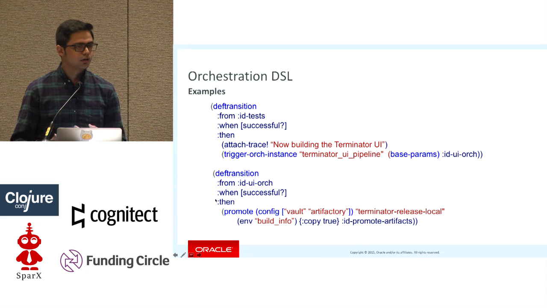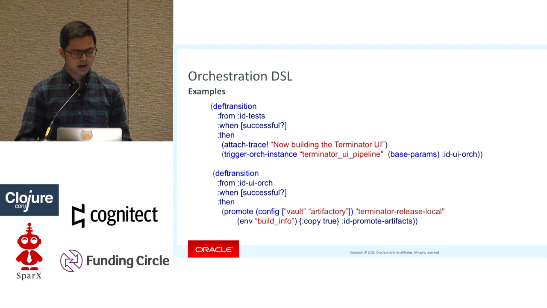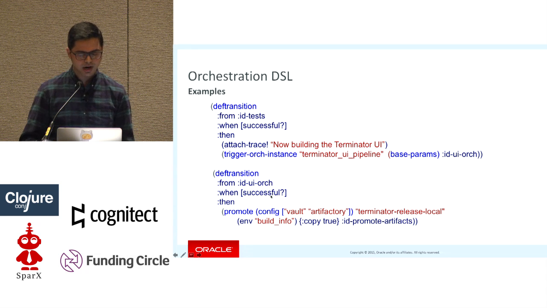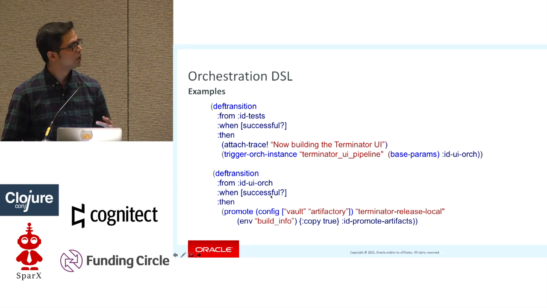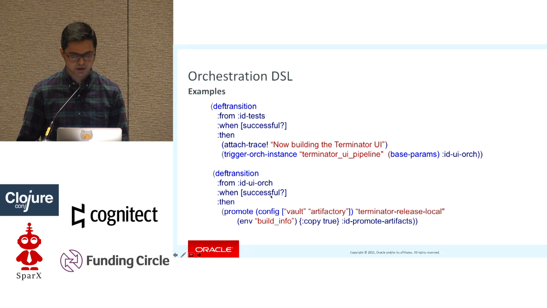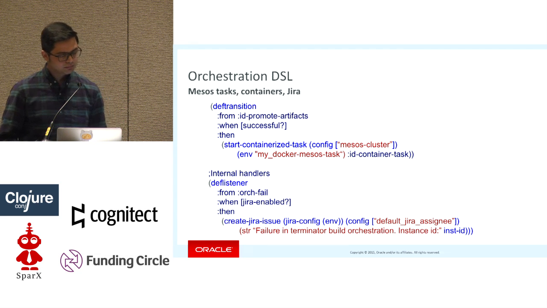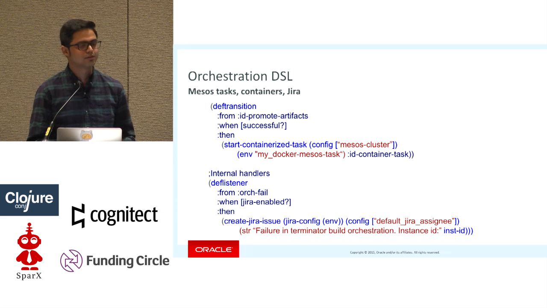promote the original artifacts into a different release repository on Artifactory. So this promote is a specific Artifactory action. So just an example of the kind of action helpers that are provided by the DSL. Again, more components, right? More of the systems that you're able to dispatch actions to.